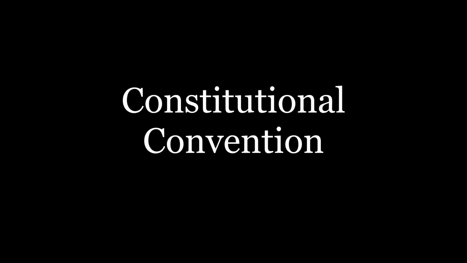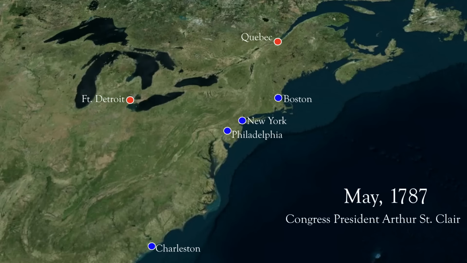The following presentation covers the Constitutional Convention in 1787. It's May 1787. Arthur St. Clair is the President of Congress. Congress is meeting in New York City at this time.